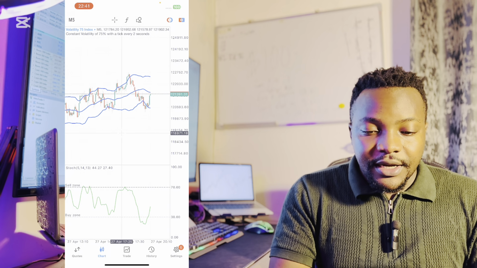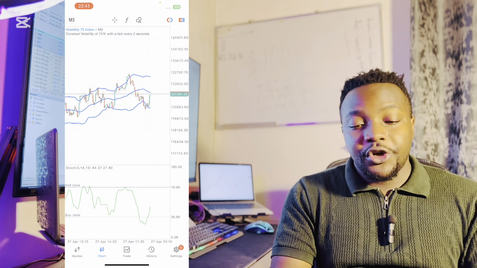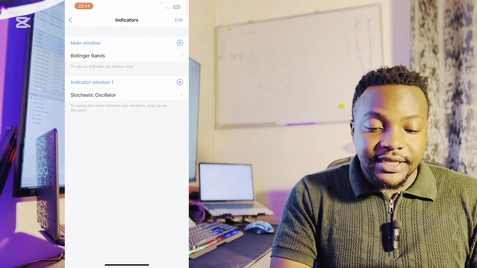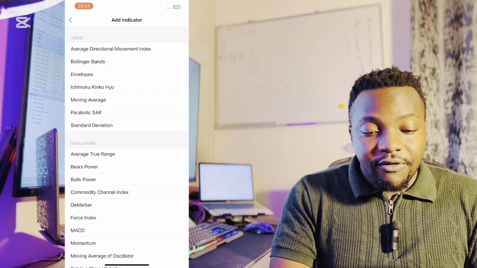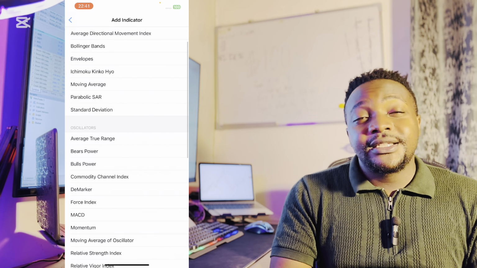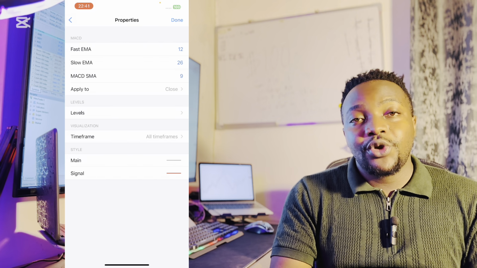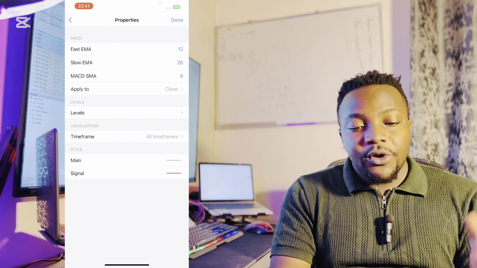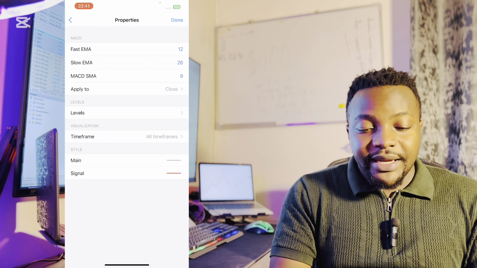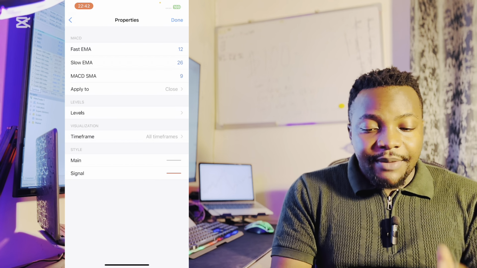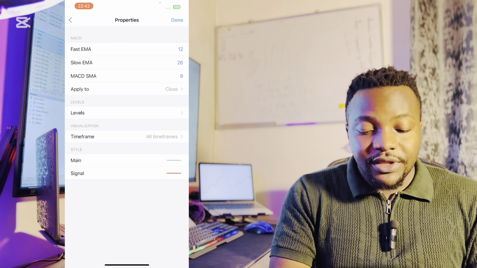Okay, so let's move on to the final indicator that we're going to need. Going back to my indicator section, I'm going to click where it says main window. Please follow the steps exactly, and this time around we're going to install the MACD. Now this MACD is going to have the following properties. We're going to have a fast EMA of 12, a slow EMA of 26, a MACD SMA of 9, apply to close, and we're not going to have any levels on this one.